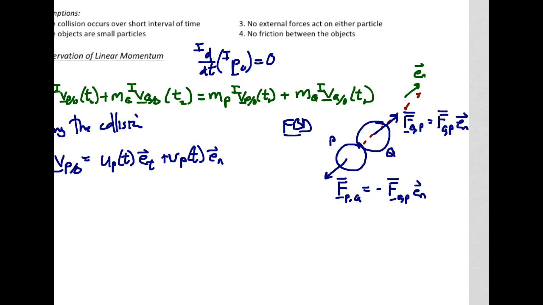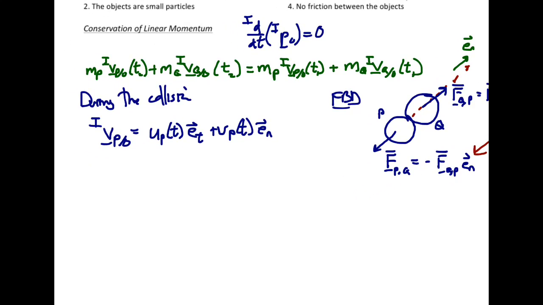So these are equal and opposite. This is going to have the same magnitude. And so F P onto Q, F Q onto P, these are the same magnitude, but opposite direction. So you see that we have a negative EN direction for the impulse onto P from Q, and then the positive EN direction with the impulse on Q as a result of P.